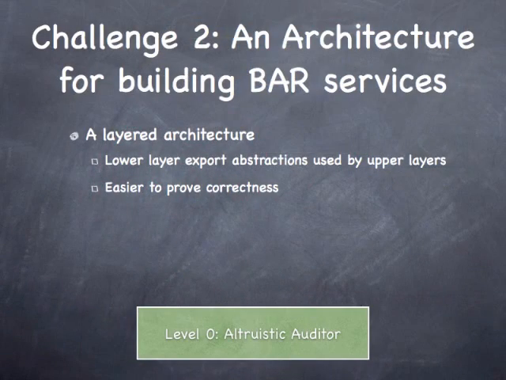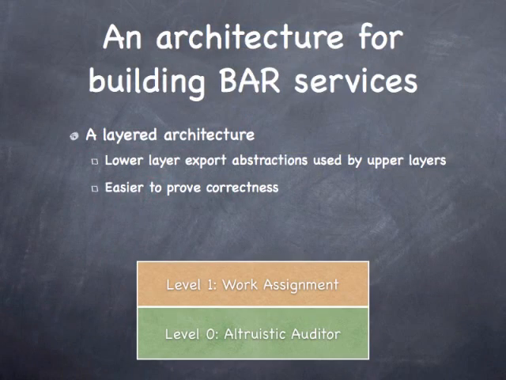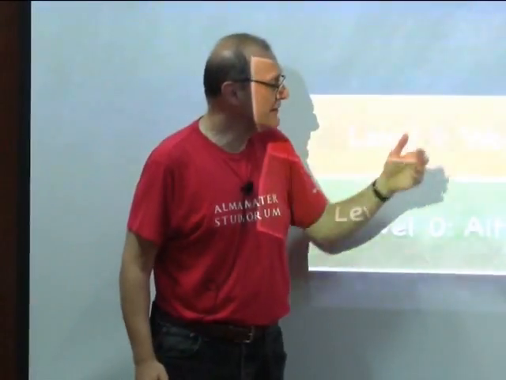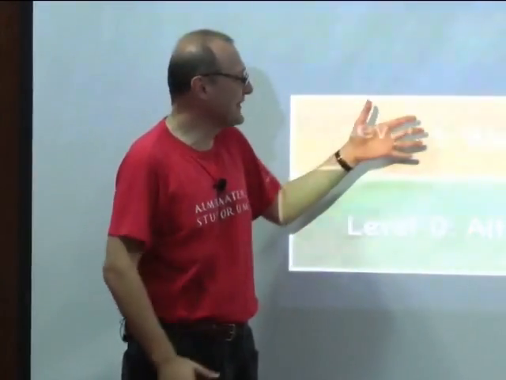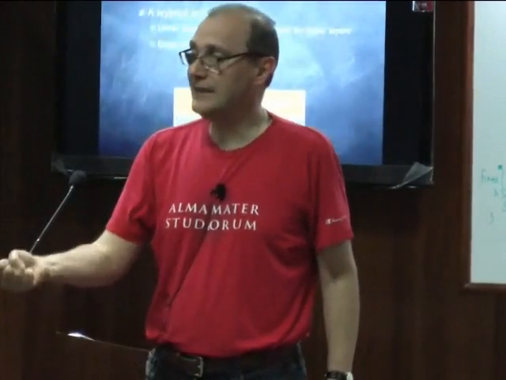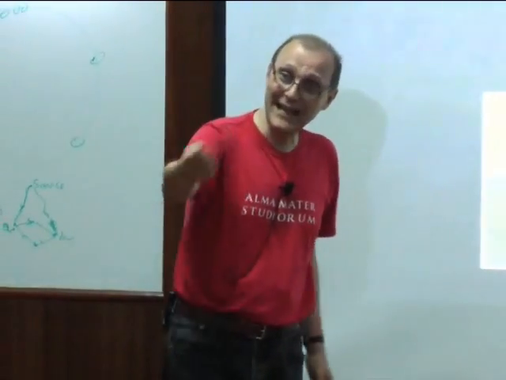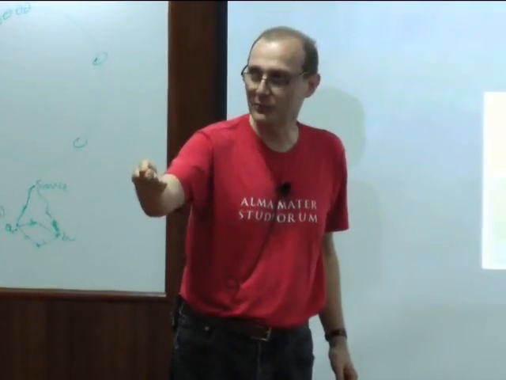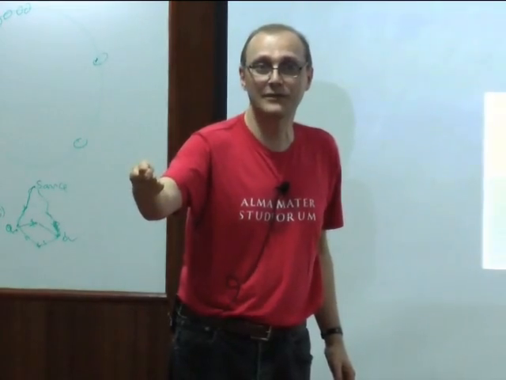And so we have this altruistic auditor that we are able to build out of these faulty components. Another service that we found to be useful is to have some way for nodes to reliably assign work to other nodes, using the abstraction underneath, with the expectation that the work would be done or else consequences would follow.